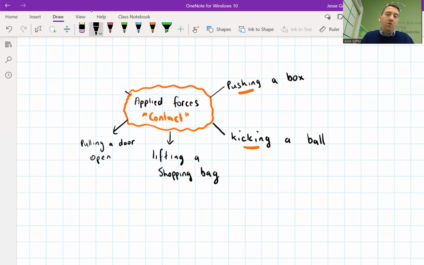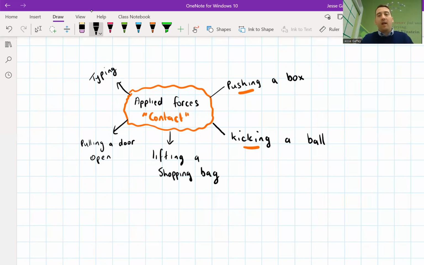What other ones? Some unusual ones maybe. Typing. Typing on a keyboard involves pushing the keys. So when you're pushing down different keys or typing on your phone on the screen, you are applying forces to the screen of your phone. Okay, I think that's enough for now, enough of those applied forces.